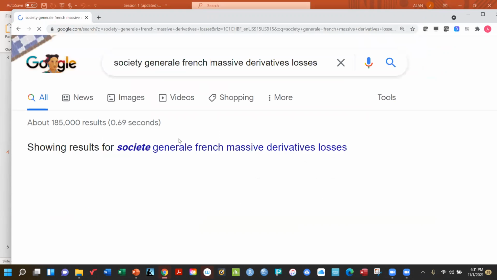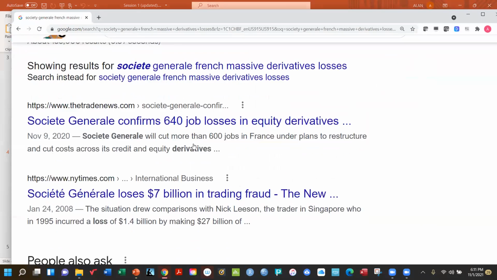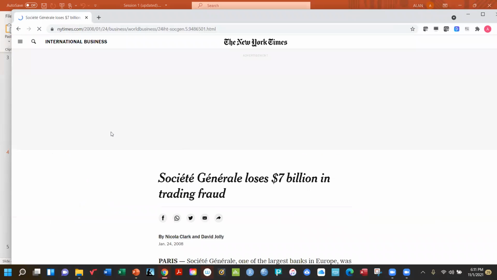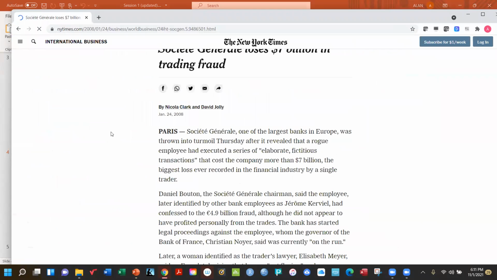Who managed, let's see if we can find this. There it is. Societe Generale loses $7 billion in trading fraud.